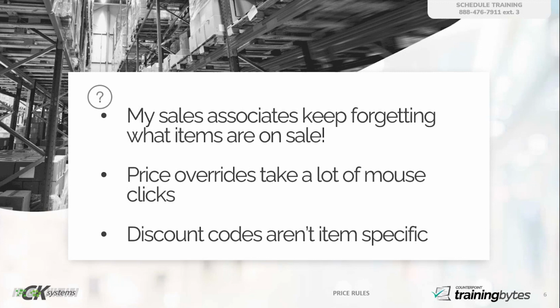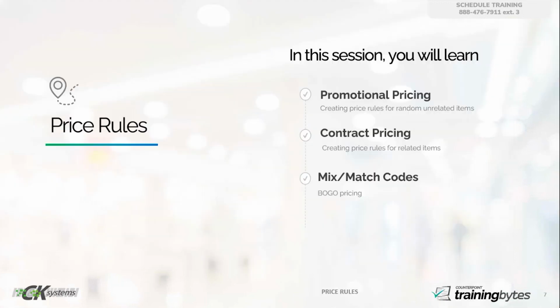Now there are discount codes as well, but discount codes are not item specific. They will apply to one or more items on the ticket. So that's why we're going to talk about price rules today. In particular, I'm going to talk about promotional pricing. These are price rules for random unrelated items. Contract pricing, pricing for related items, and also mix and match codes for your BOGOs, buy one, get one free, buy one, get one half off, whatever the case may be.